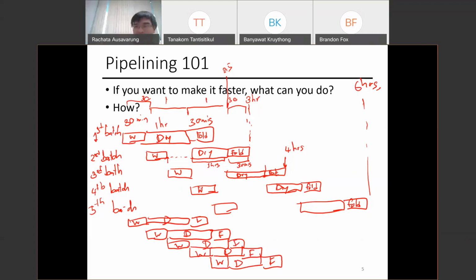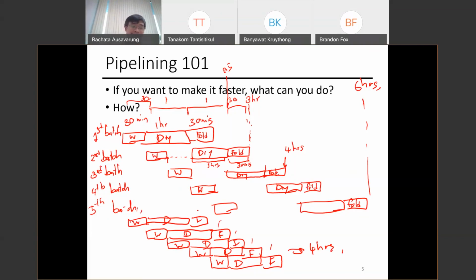How much time do I spend here now if I just buy one more dryer? Basically, each small box is 30 minutes. Each big box is 1 hour, right? So it's actually 1, 2, 3, 4, 5, 6 small boxes and one big box. So that's basically down to 4 hours, right? You buy one more drying machine and you cut the time to 4 hours.